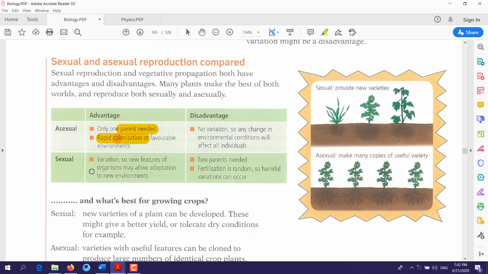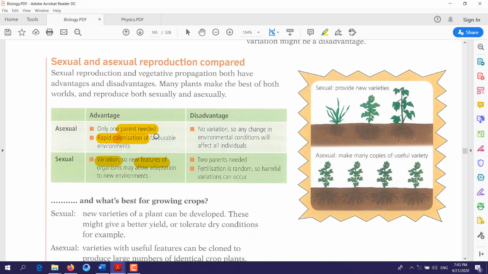The advantage of sexual, it's what? Variation. Okay, this is the most important advantage of sexual reproduction. So new features of the organism may allow adaptation to the new environment.